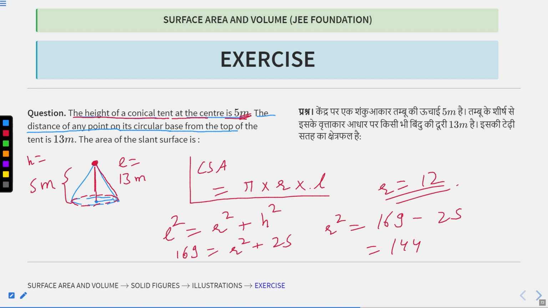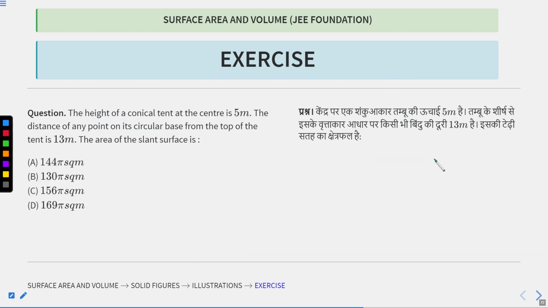Now the formula for the curved surface area for the cone is pi r l. Plugging in all the values, pi times r, which is 12, and 13, this will give me my answer. So 12 times 13, let's do some calculations: 3 times 2 is 6, 3 times 1 is 3, plus 2, 1, which is 156. So 156 pi meter square is my answer. So option C, 156 pi meter square, is the correct option.